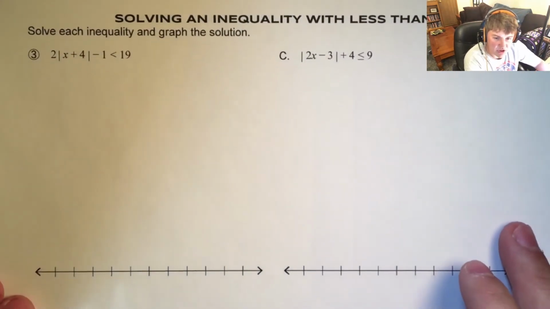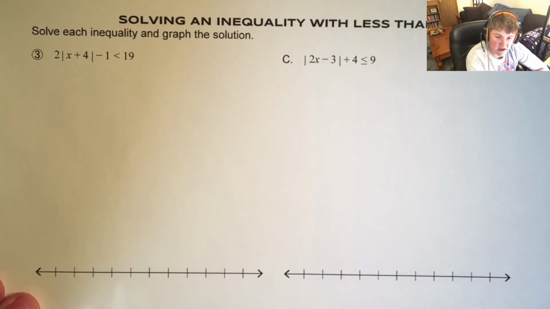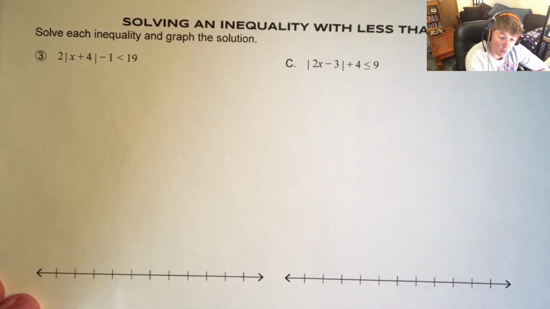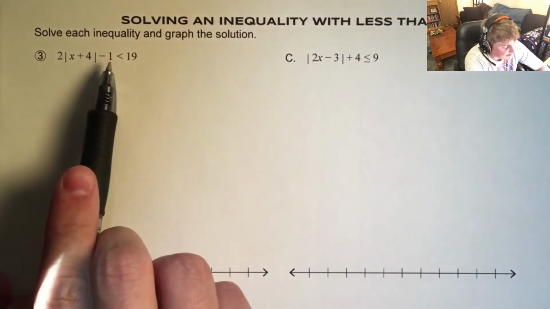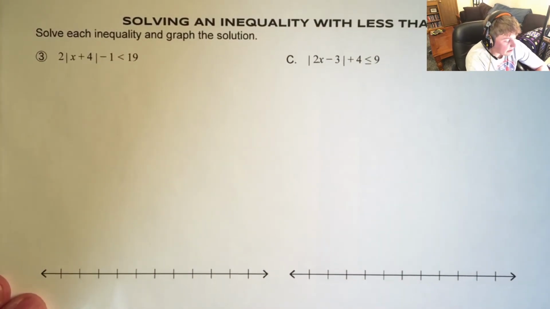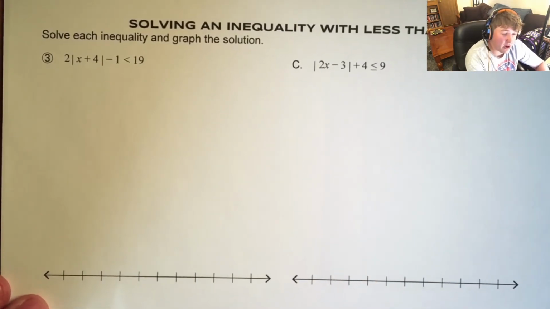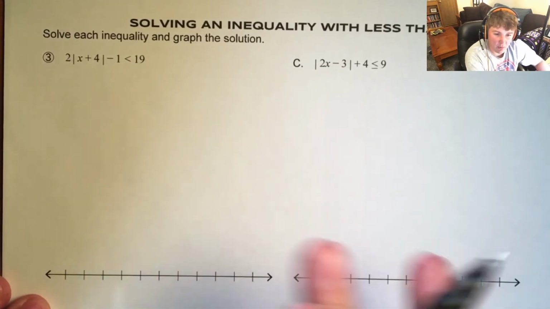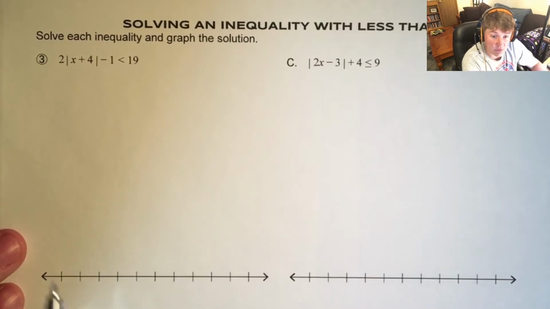solve these problems here. Okay, so here I have 2 times the absolute value of x plus 4 minus 1 is less than 19. Now notice that this here is a less than sign, it's not equal to. Okay, the idea of getting the absolute value isolated, though, still is going to hold true. So let's just take a moment and isolate the variable. So why don't you go ahead and do that as I'm doing this now.